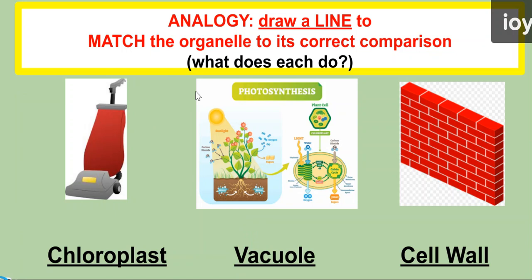Compare these three plant organelles and their functions. Which one of these organelles functions like a vacuum? Which one of these organelles does photosynthesis? And which one of these organelles is like a brick wall?